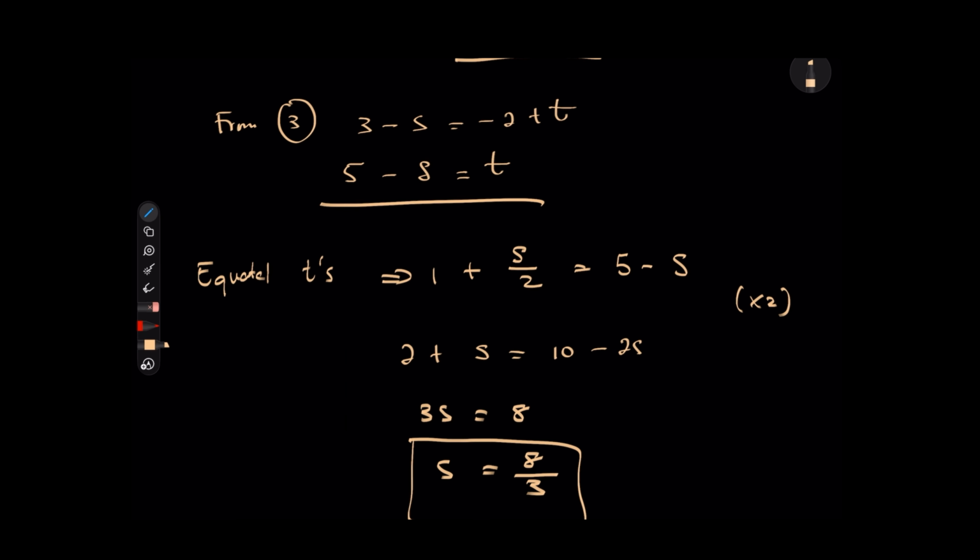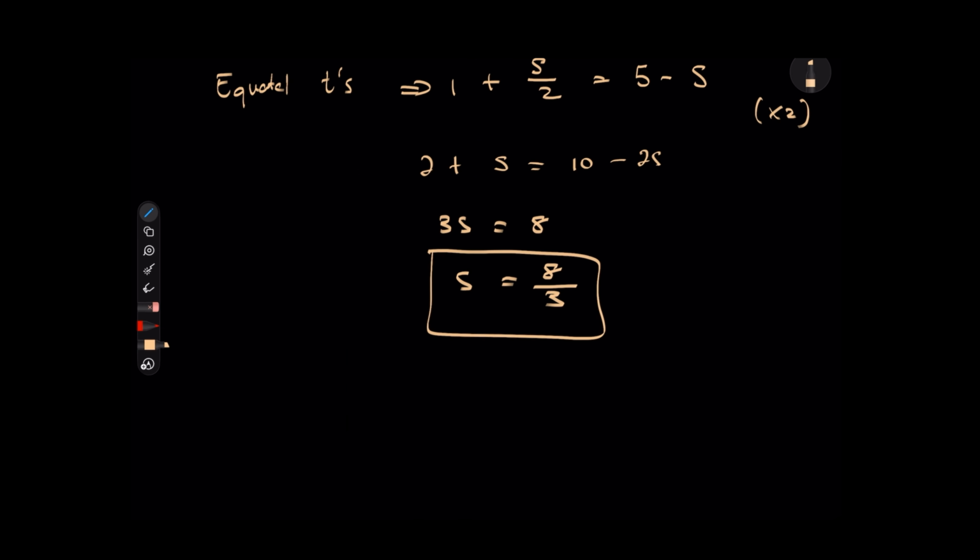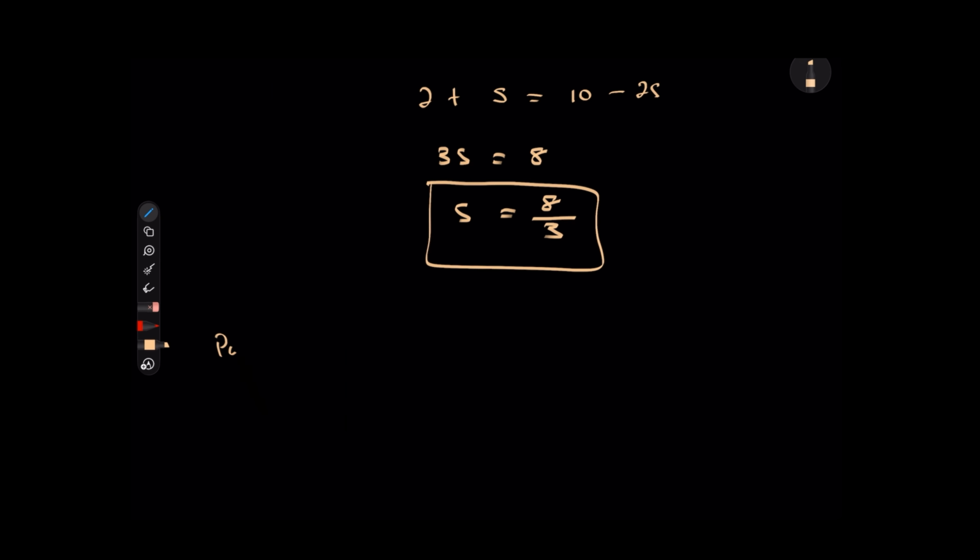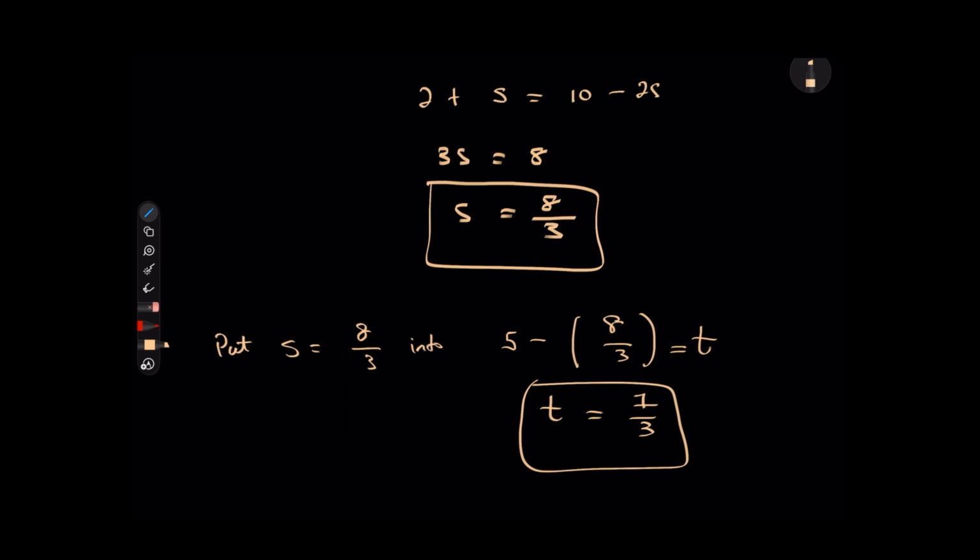That's different from what we got before. We got 8 upon 5. So let's see what we will get for t now. I'm going to put s is equal to 8 upon 3 into 5 minus s is equal to t. So I'll get 5 minus 8 upon 3 is equal to t. So that means t is equal to 7 upon 3. We got 9 upon 5 for t last time. So I'm going to put s is equal to 8 upon 3 and t is equal to 7 upon 3 now into equation 2, because that is the equation I did not use.